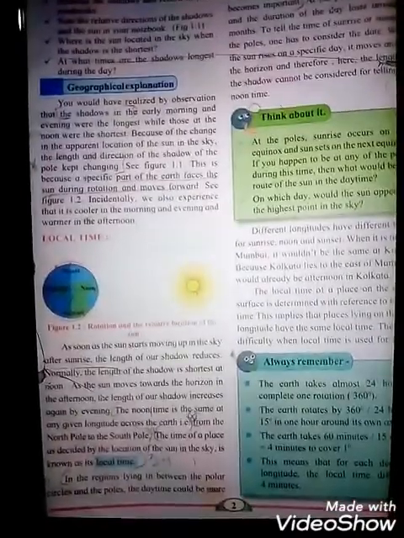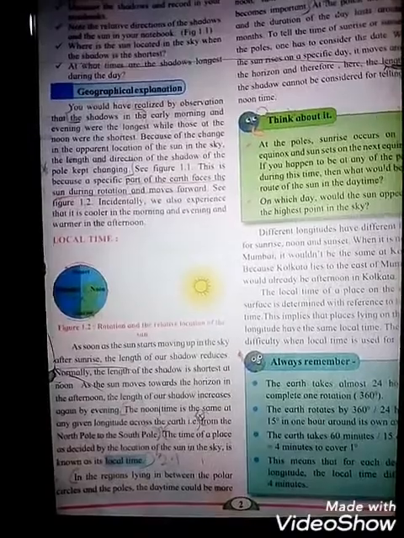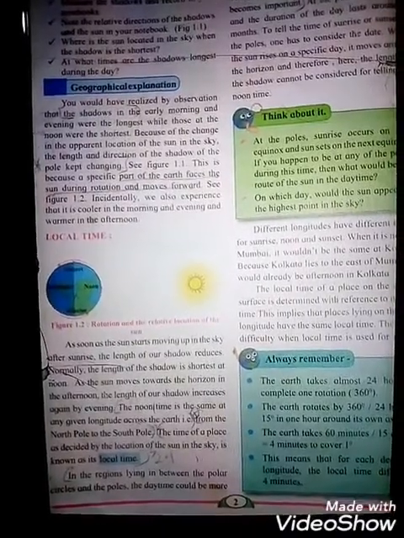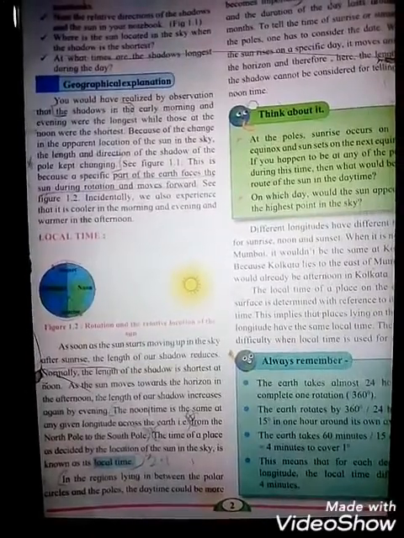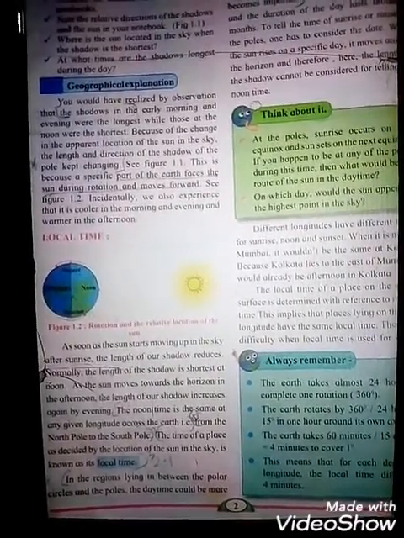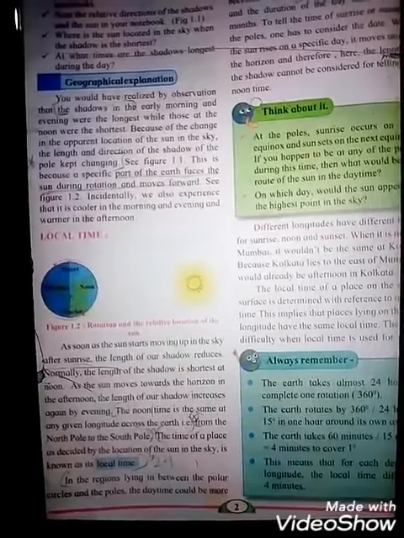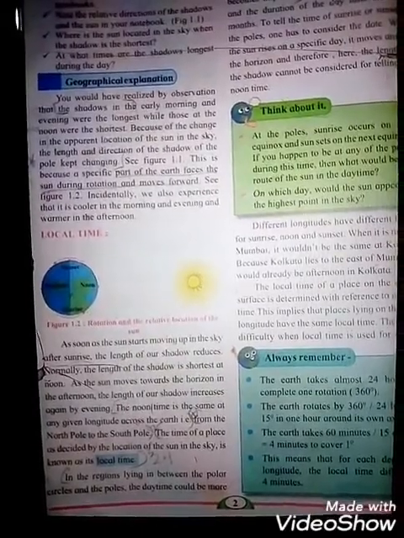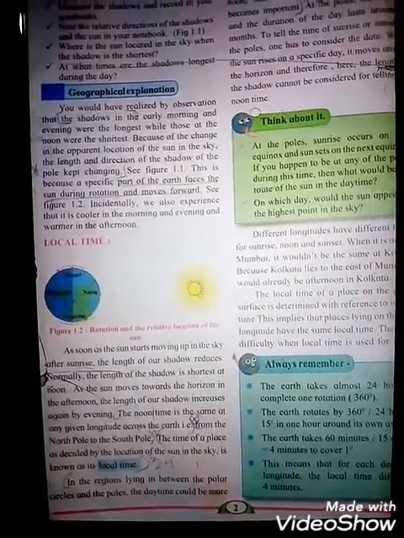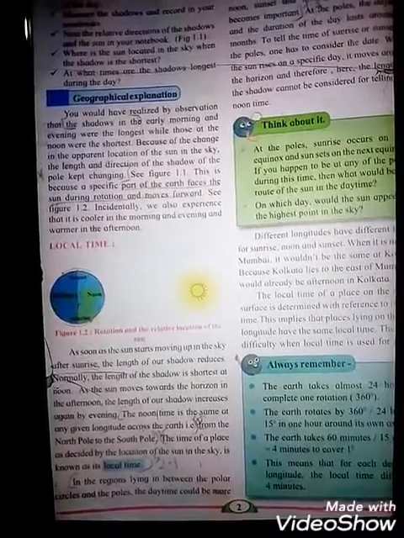The noon time is the same at any given longitude. It is the same in any given longitude across the earth. It will not differ, from the north pole to the south pole. Now see what is local time. The time of a place as decided by the location of the sun in the sky is known as its local time.